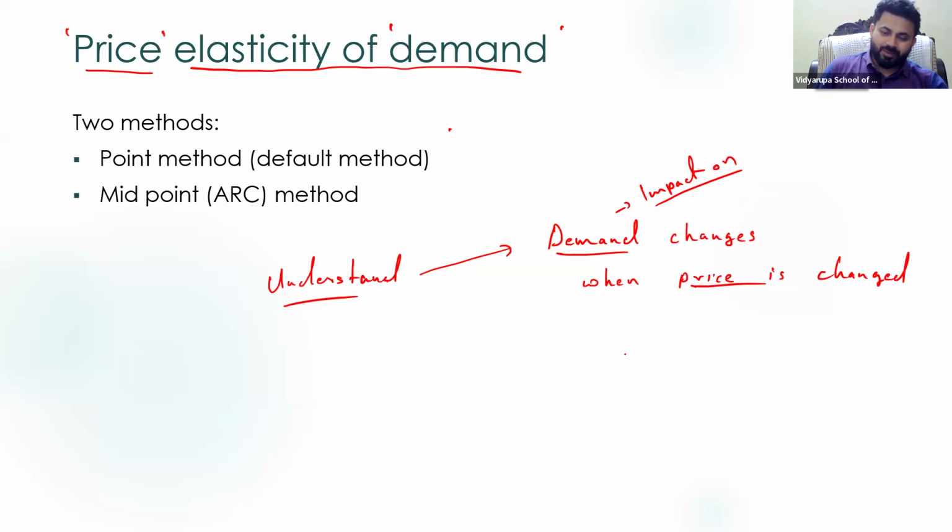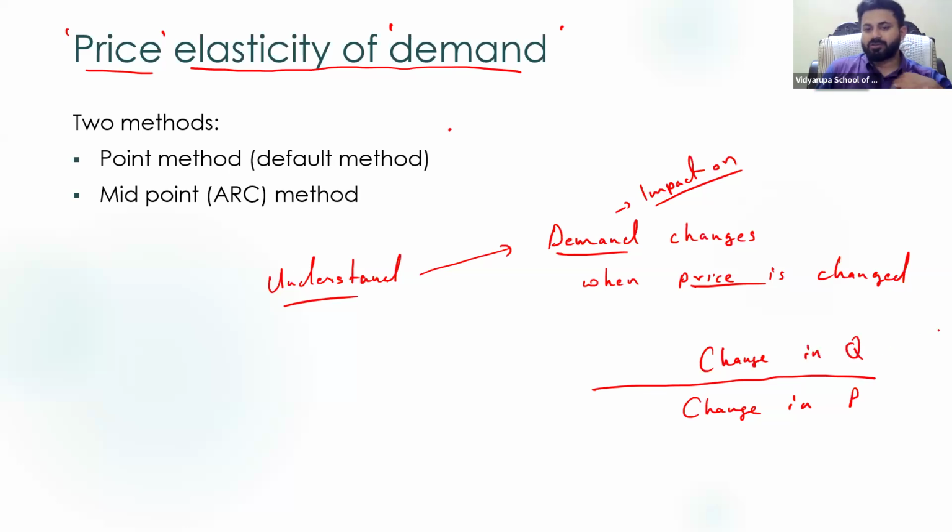That's what we learn. So basically, how we calculate this: always remember the denominator will be the change in price. The denominator will be the change in P, the price. The numerator will be the change in quantity. Quantity as in Q or D, demand, change in quantity.